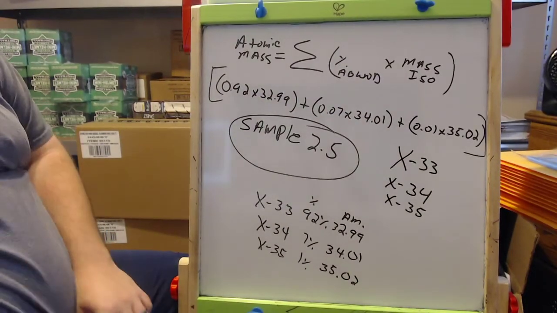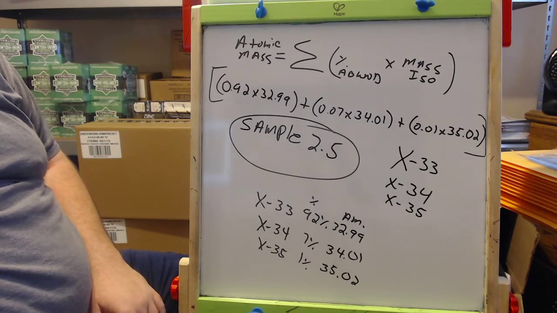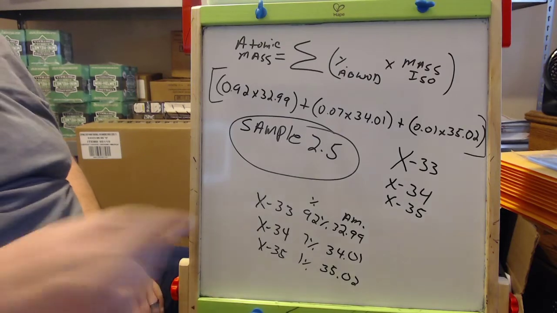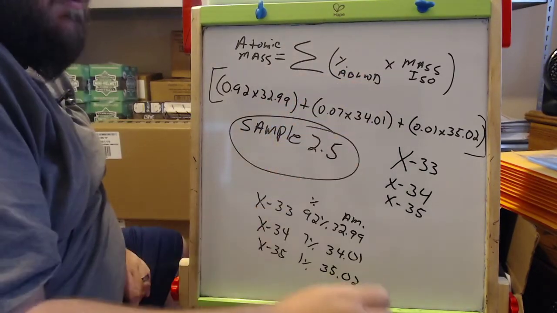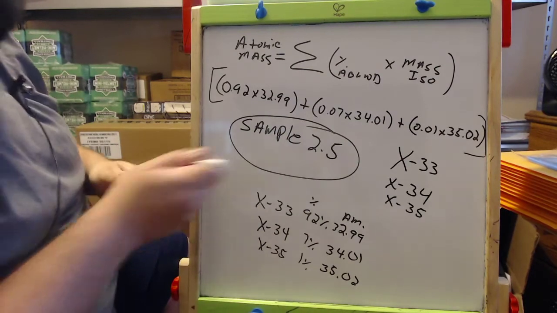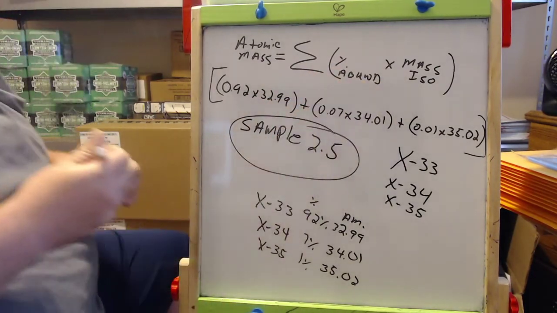Okay, questions on this, how to find the atomic mass given this information? So percent abundance, which looks like a W here, times the mass of the isotope. You'd have to be given this information.